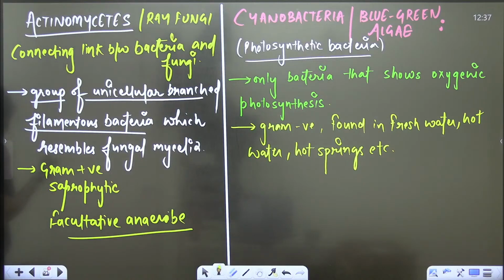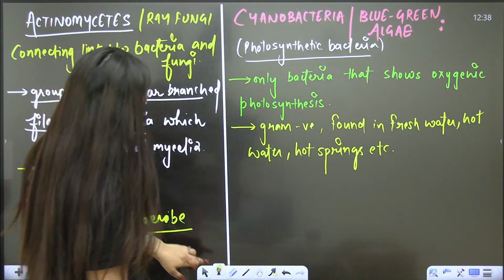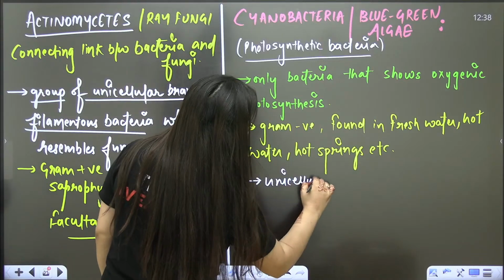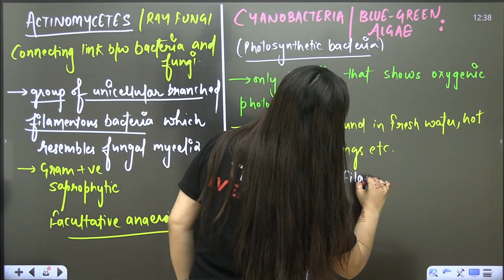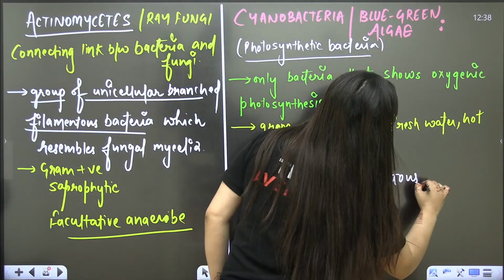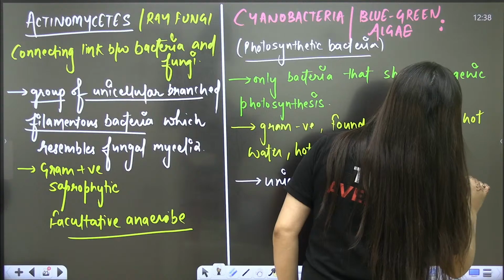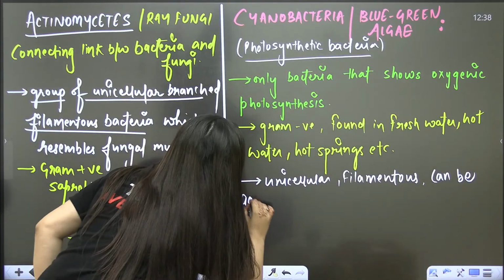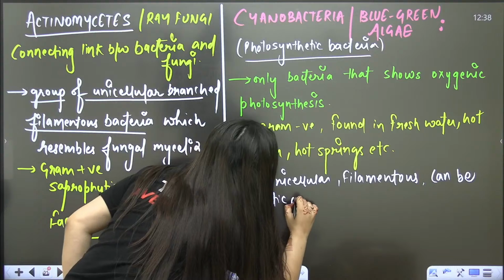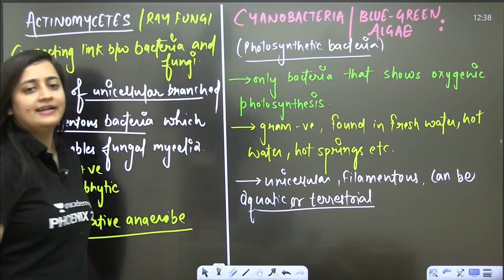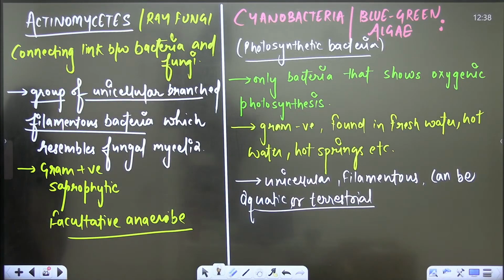Okay, so they can be unicellular, colonial, filamentous, right? They can be aquatic, or terrestrial. So it's not mandatory that it will be aquatic only, it can be terrestrial as well.